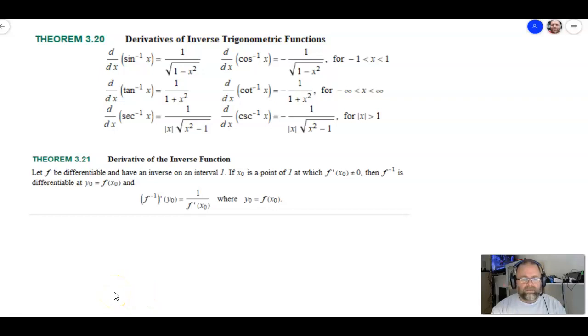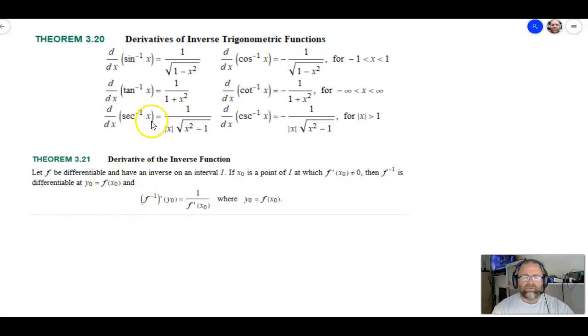Hey everybody, this is Mr. Beckstrom, and today we're going to go over section 3.10. This is derivatives of inverse trigonometric functions. It is just about as exciting as it sounds.